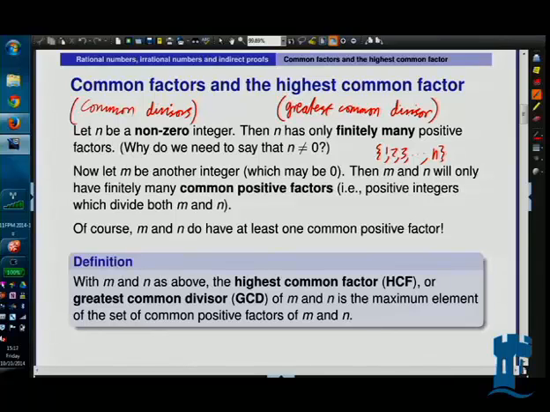So why did I have to say that n shouldn't be 0? Well, the problem with 0 is that by our definition, 0 is divisible by everything. So everything changes. If you took n to be 0, suddenly everything goes into it. Okay? Here I assumed n was positive.